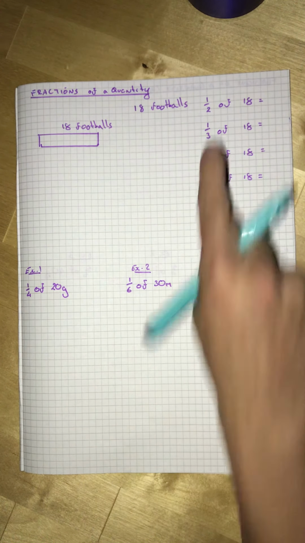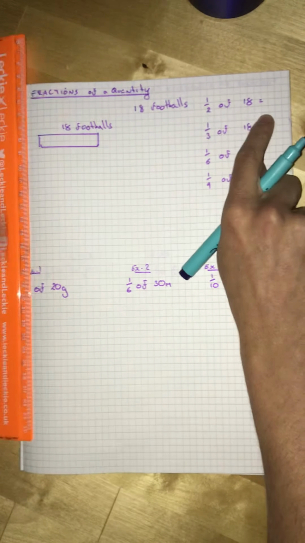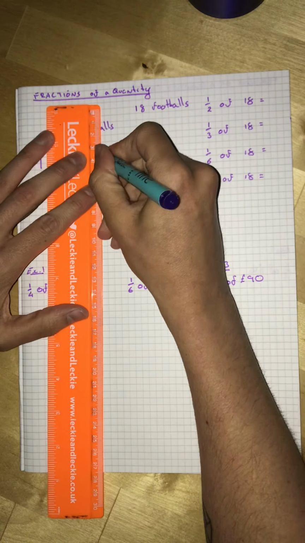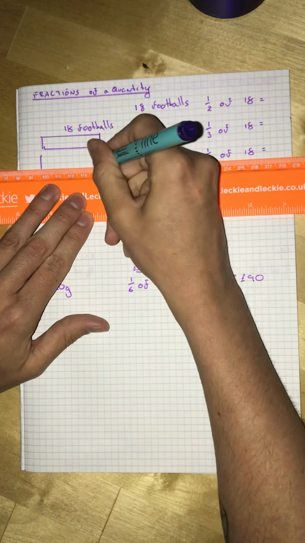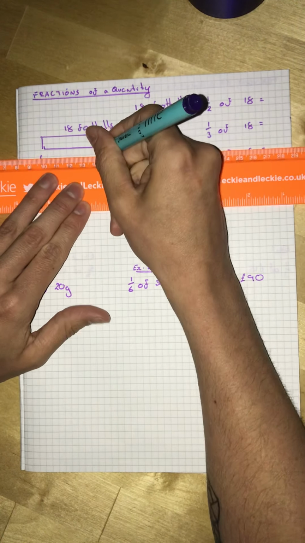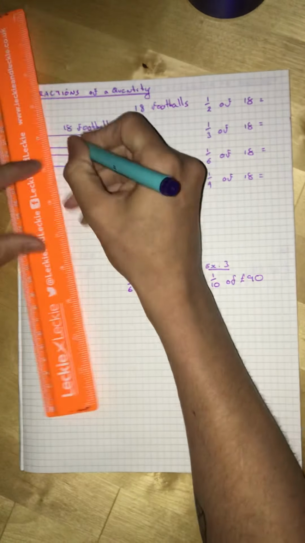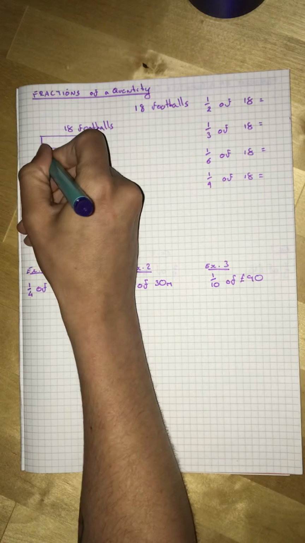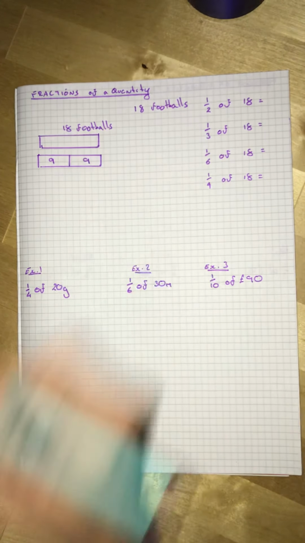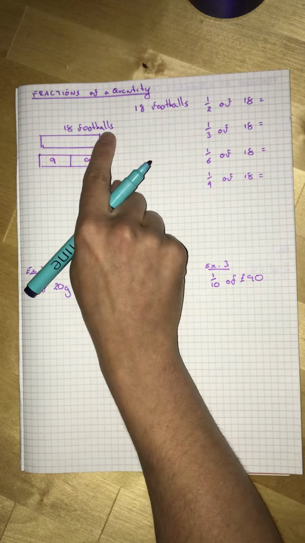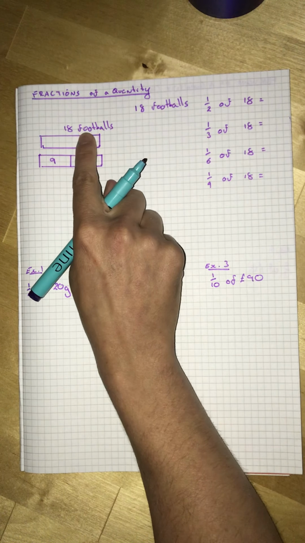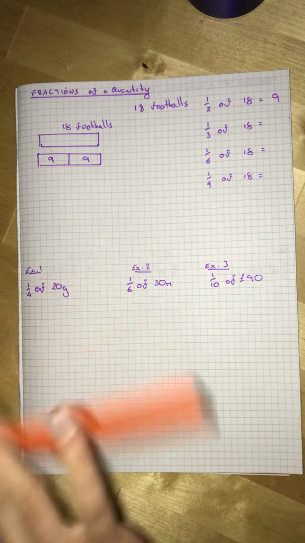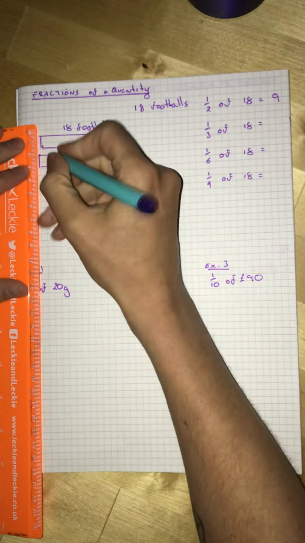Okay, so let's say I want to find 1/2 of 18. If I split that into half, what am I going to get? Well, what's 1/2 of 18? It's 9 and 9. So if I took 18 footballs and split them between 2 people, each person would get 9. Okay? So what if I split it between 3 people?